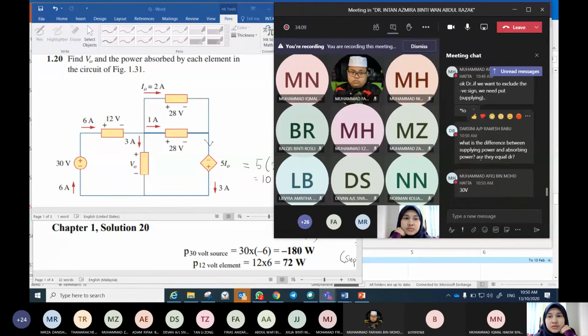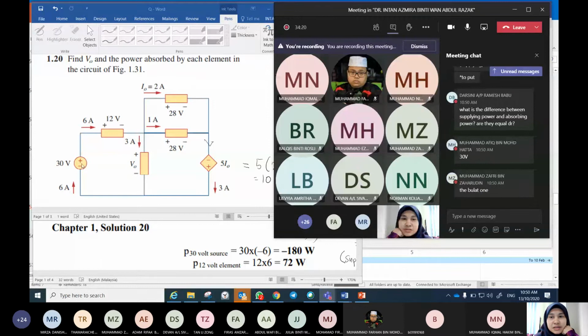Supplying and absorbing power, are they equal? What is the difference between supplying and absorbing power? Okay, a power source is supplying, like this 30 volt source. They are supplying power to the elements in the circuit, to this element, to this element, this element, and this element.